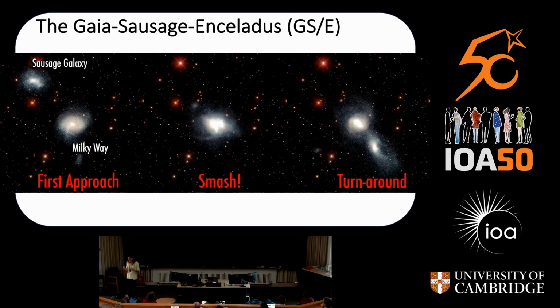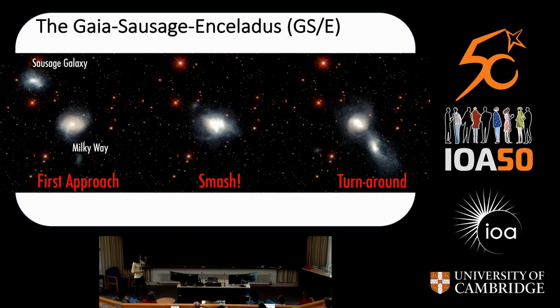So this Gaia sausage, or Gaia Enceladus, is now a field of its own. Since its discovery from Gaia, there have been a ton of papers written about this particular event. It's like the Sagittarius stream, like the LMC, if you like. It's its own subfield of galactic archaeology, which has kind of taken over this field.